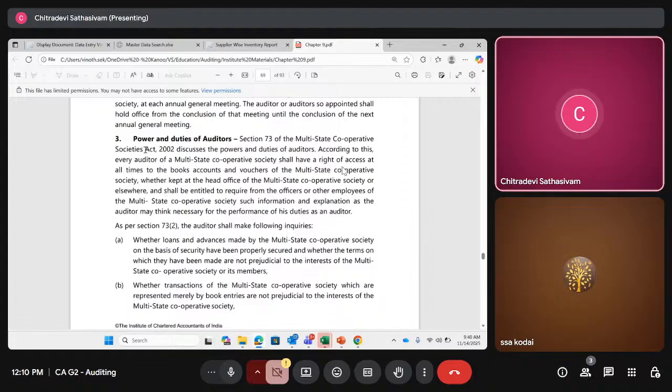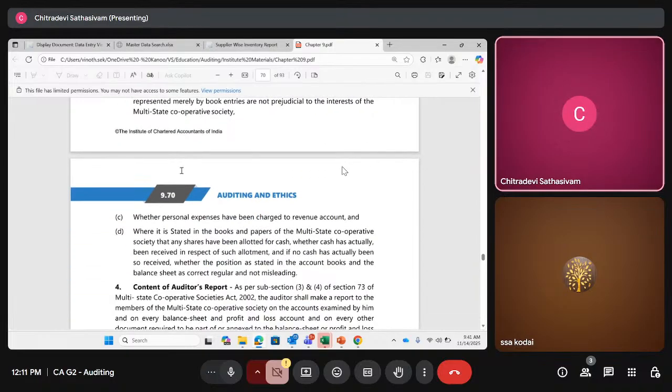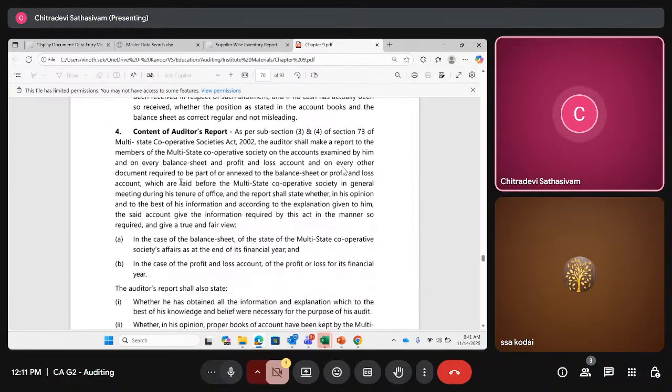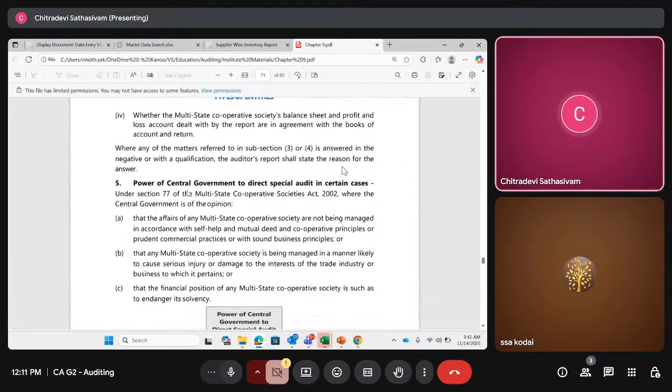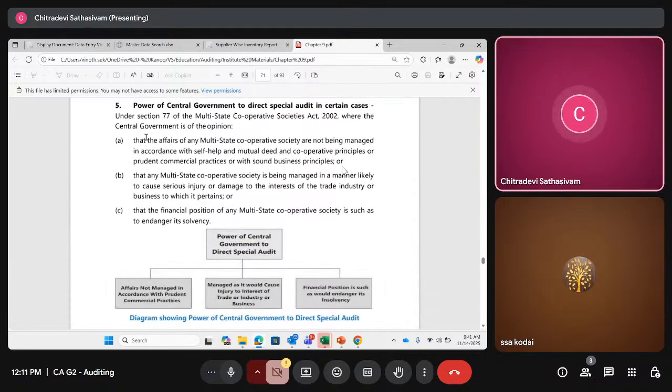Section numbers might differ. The duties might be the same thing over there also, but you have to make sure that it is in line with the MSCS Act. Slightly some points may differ. At the end of the day, these are all provisions only, so you have to be very cautious, and only what has been asked in the examination you have to write. And this is a very important question.